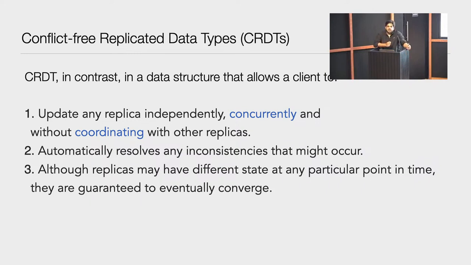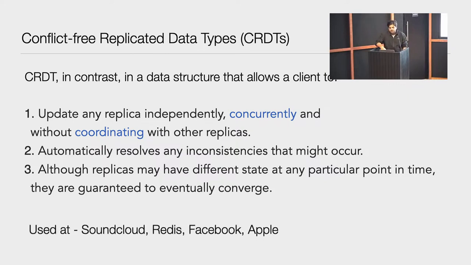Which means that in our previous example, when we saw the delete 3 and the insert example, those sorts of things don't have to be taken care of by a central server. The logic in the data structure itself takes care of that. Although replicas may have a different state at any particular point in time, they're guaranteed to eventually converge. So strong eventual consistency is the point that we had discussed.